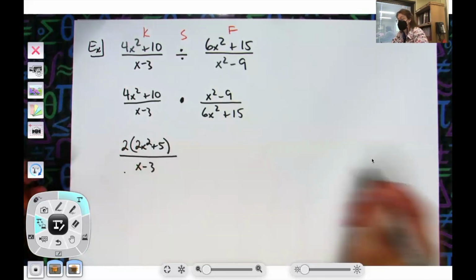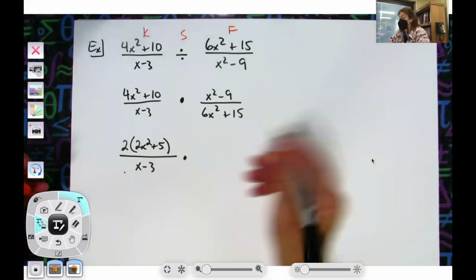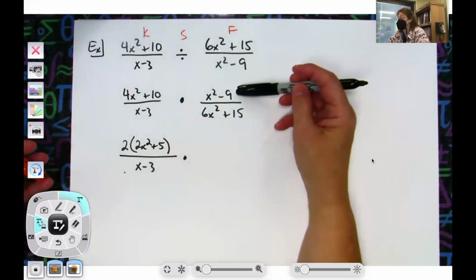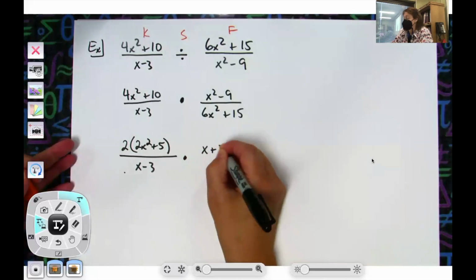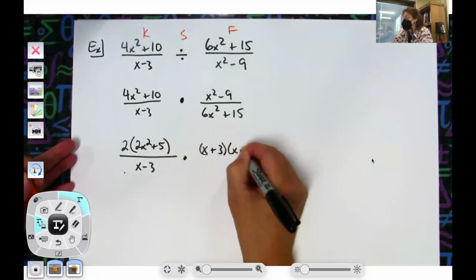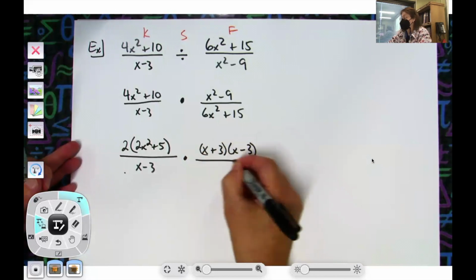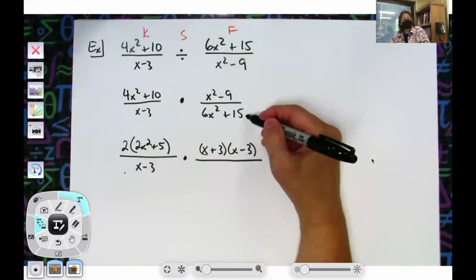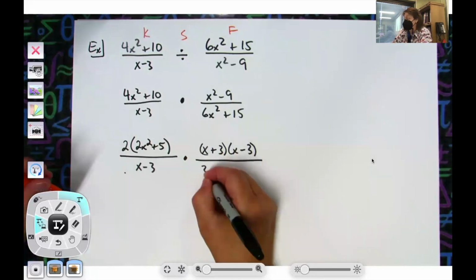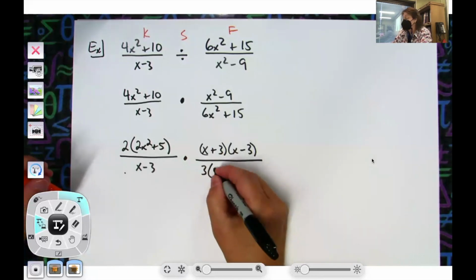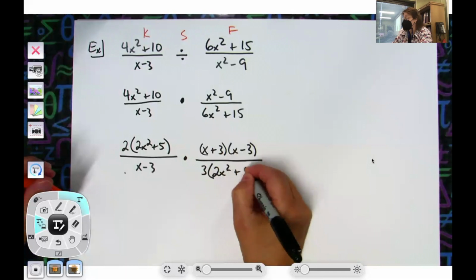That x minus 3 is going to stay on the bottom. Hopefully up here on the top, you're going to recognize that being the difference of two squares. So an x plus a 3 and x minus a 3. All right, and then on the bottom, again, this is no more than take out a greatest common factor of 3. So I'll have a 2x squared plus a 5.